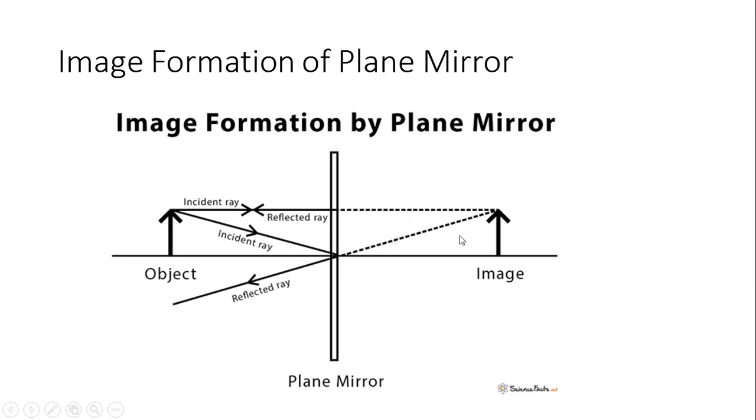And the second line like this, see, and then they will cut each other on a certain point, and this is where the image is formed, so here. And its properties are upright, and remember, if it is upright it will be virtual in the virtual world, right? And the same size for both the image and object.